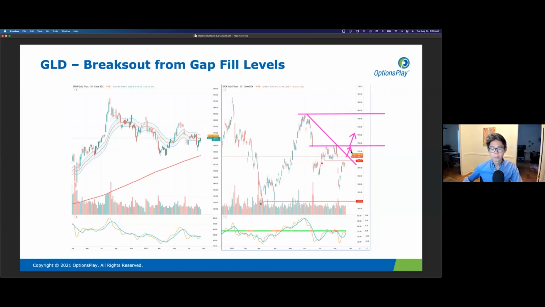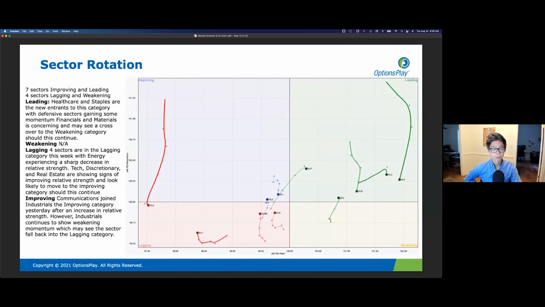But there's a fair amount of resistance, in my opinion, around this 168, 171.5 level that gold needs to get above. So we'll have to watch that here over the next couple of days to see if gold can break out higher here and start moving substantially higher.